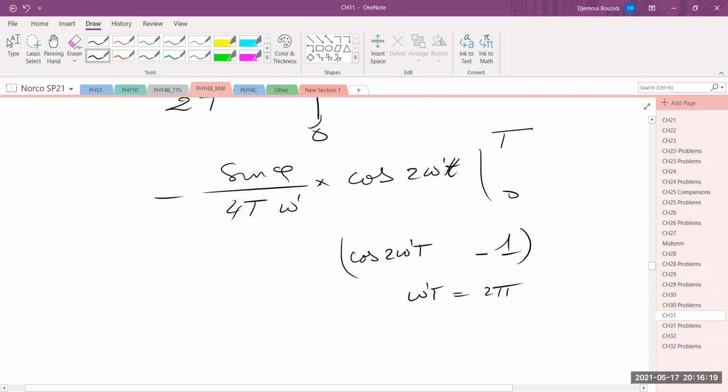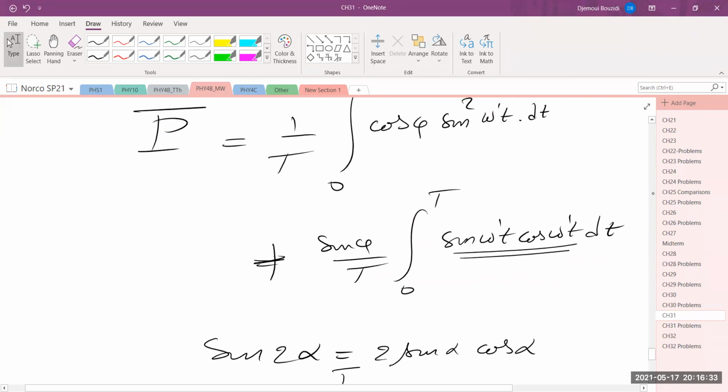Okay? And 2 pi times 2, that's 4 pi. Cosine of 4 pi is actually 1 also. So I have a 1 minus 1, and that is 0. So I don't have to worry about that. So the second term is completely 0, and that is because the average of the function that goes like this over a full period is going to be 0. Okay? Because sometimes it's positive, sometimes it's negative. It's going to cancel out on average. So I don't worry about this term.